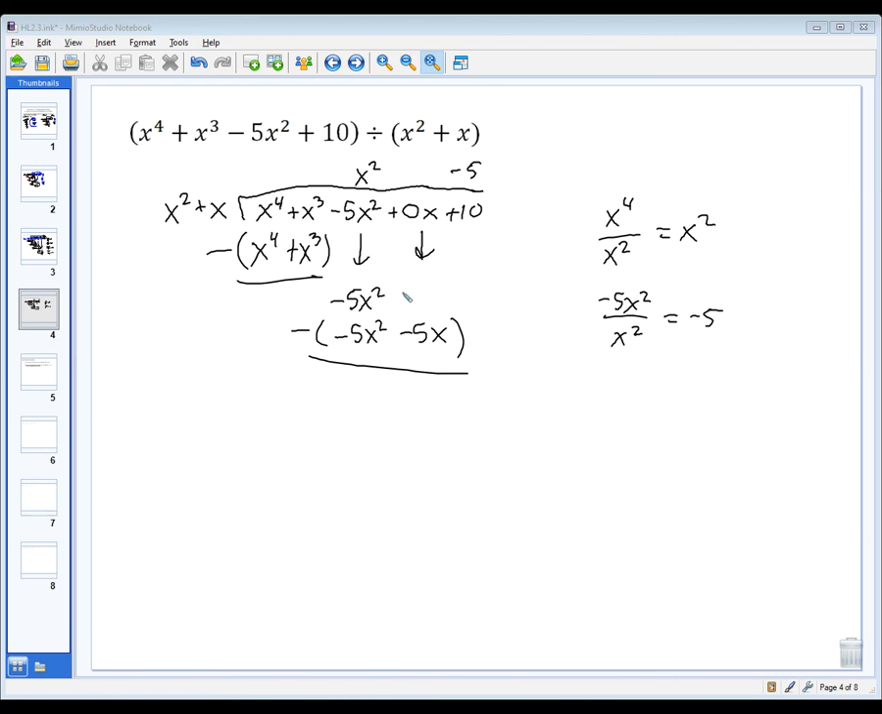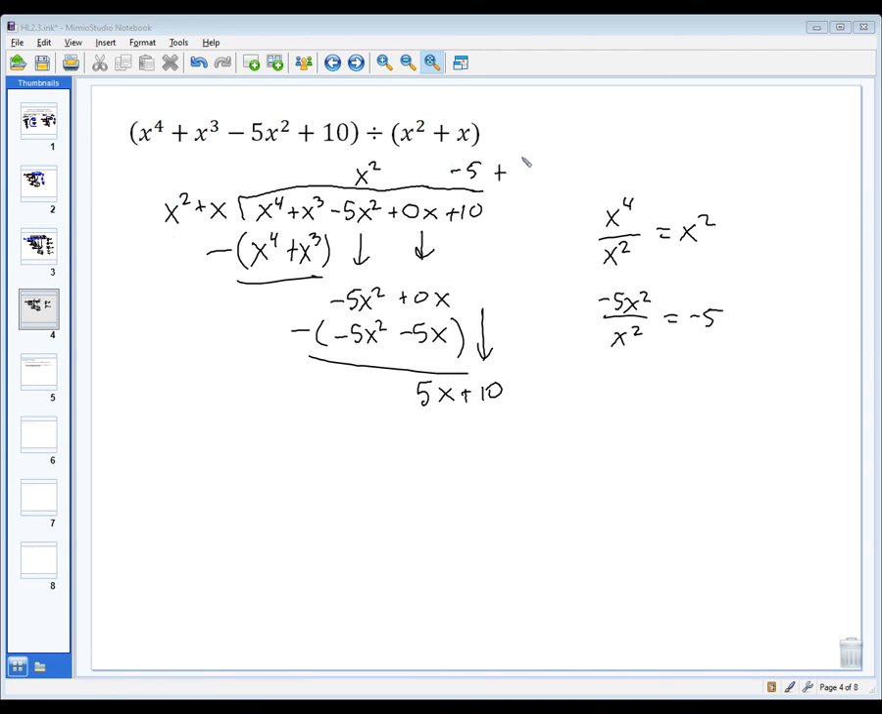Now I'm going to bring down this 0x so that it can go with this negative 5x. When I subtract, that gives me 0, and that gives me positive 5x. And I bring down the next term of plus 10. Now x is smaller than x squared, which means 5x plus 10 is the remainder.